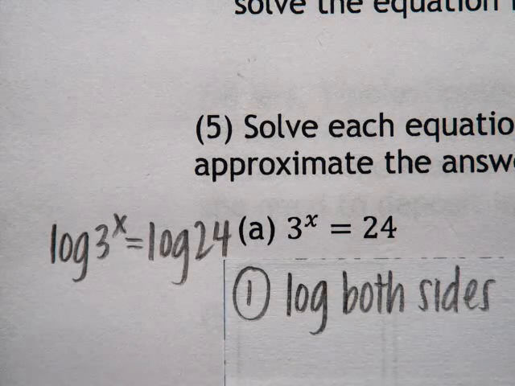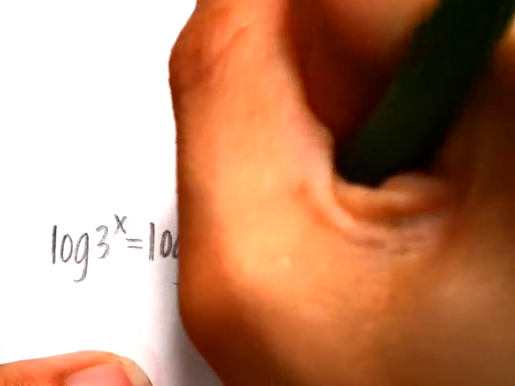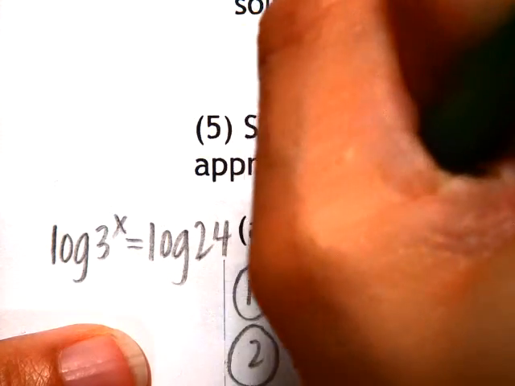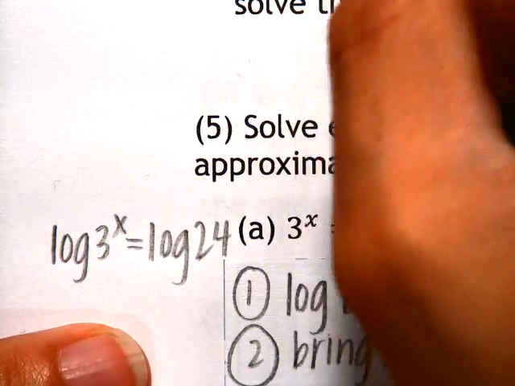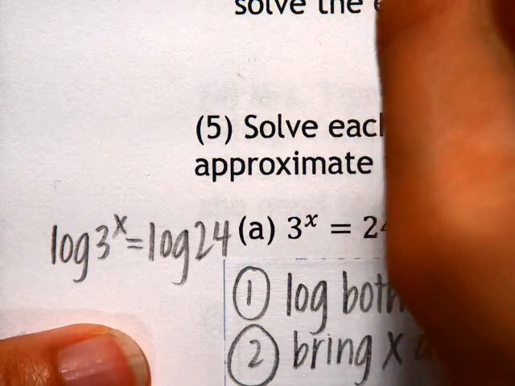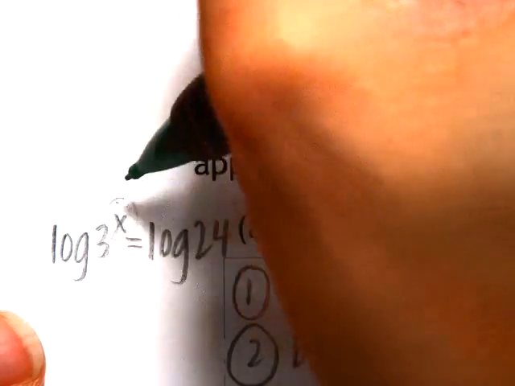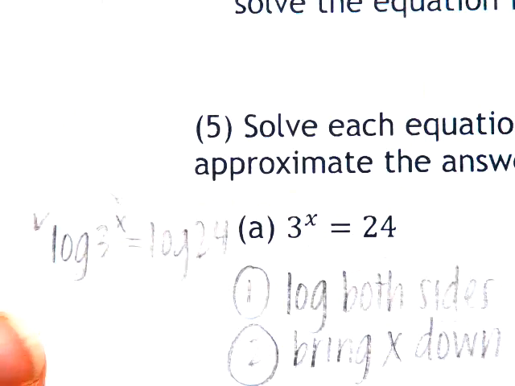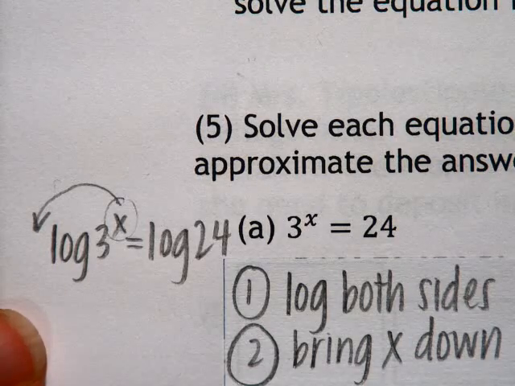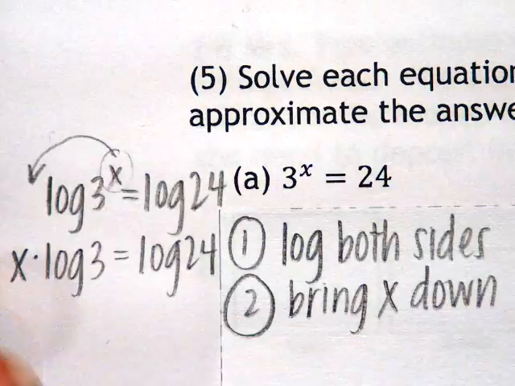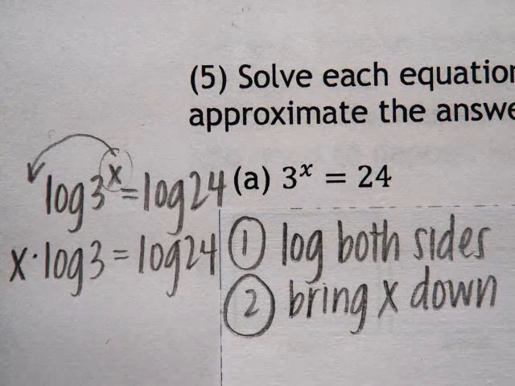Now this problem looks exactly like number 4, and now it should be easier to solve. Second step, bring the x down. So that's the power property that we've been discussing. Bring the x down means take the x, which is currently a power, and bring it down in front of the log expression. So now we're going to have x times log 3. Now the log 24 hasn't changed yet, so I'm still just going to write equals log 24.